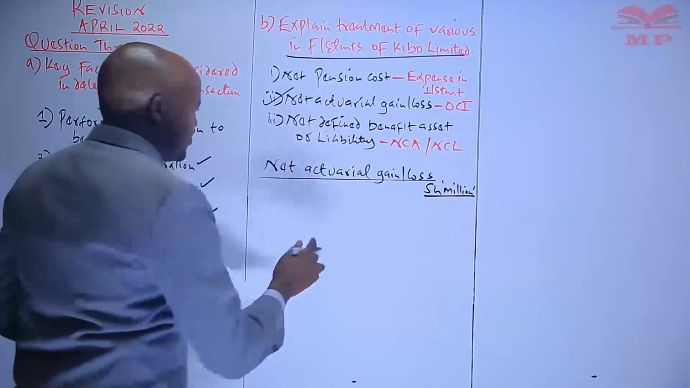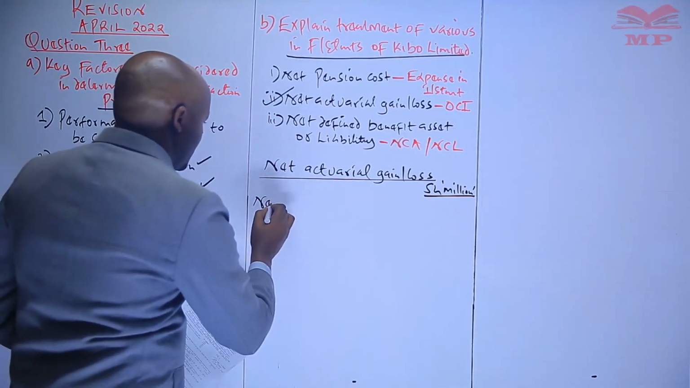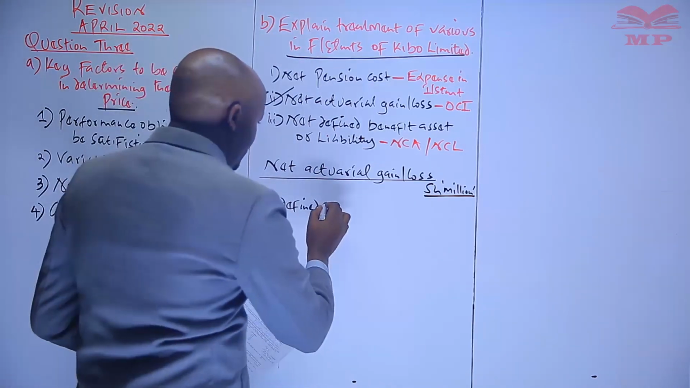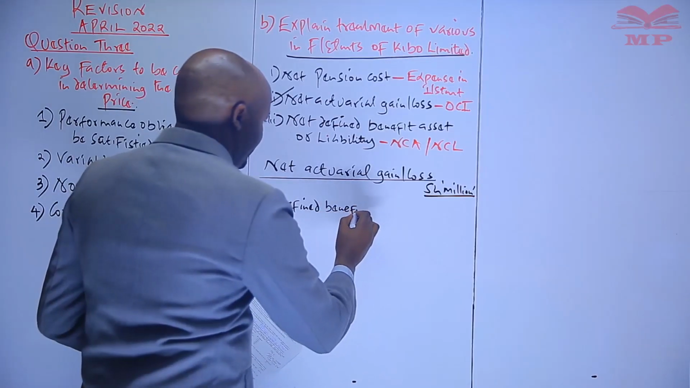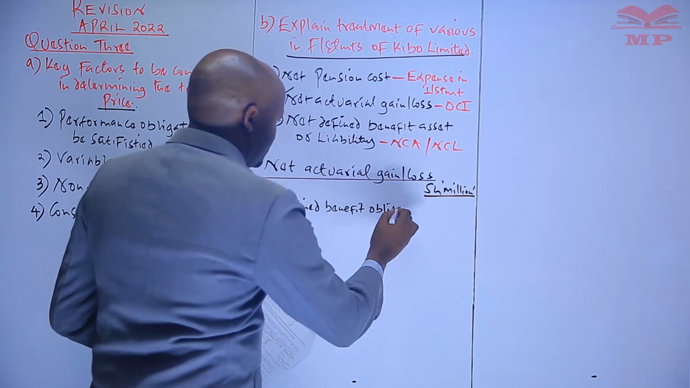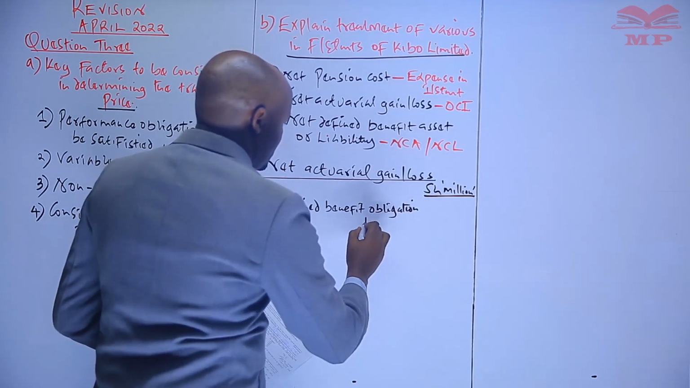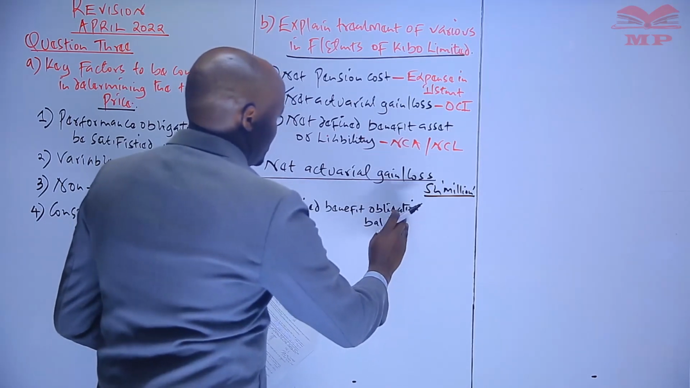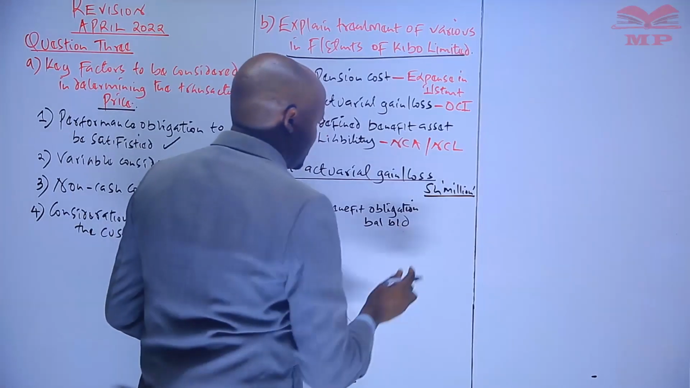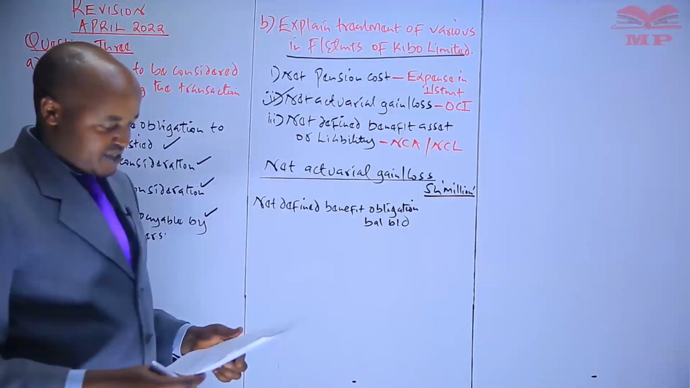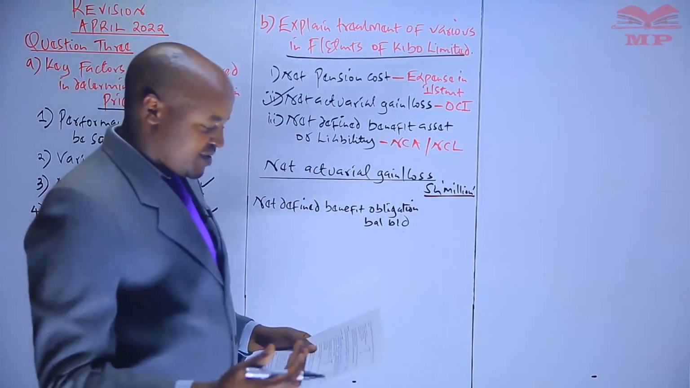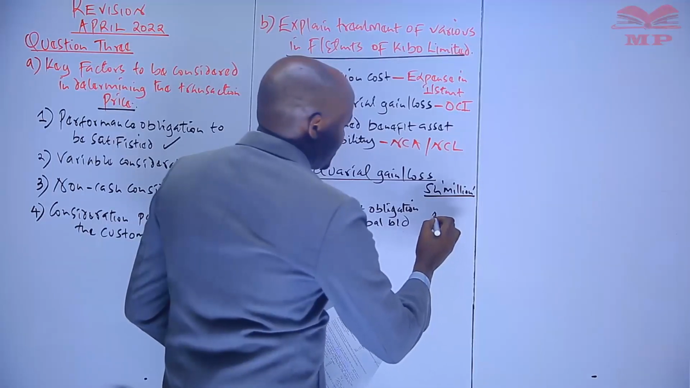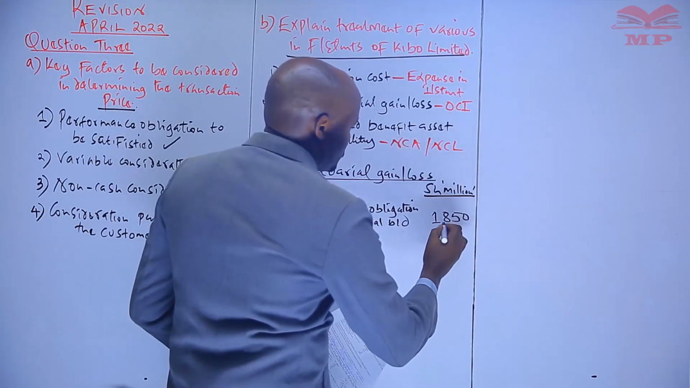And what we start with here is the net defined benefit obligation, balance brought down. When we talk about the net defined benefit obligation balance brought down, this is the opening balance, or what you're given there as the net defined benefit obligation on 1st January 2021, which is given as 1850.